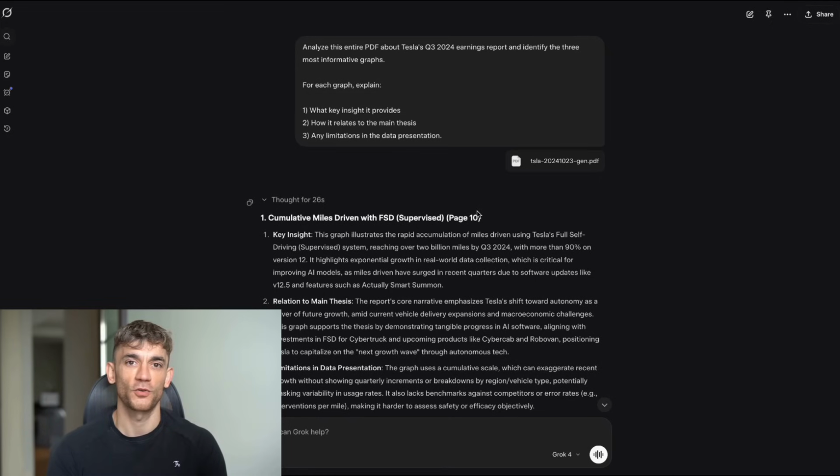When I tested Claude on the same thing, it took 30 seconds. GPT-4.0 took 45 seconds. So Grok 4 might be smart, but it's not fast. And speed matters in business. You don't want to wait 2 minutes every time you ask a question. That adds up fast. If you're analyzing documents all day, those 2 minute waits become hours of lost time. But wait, it gets worse.